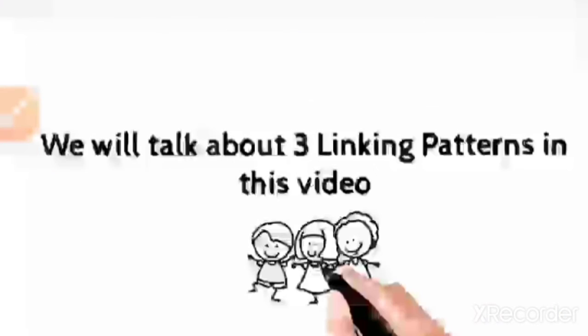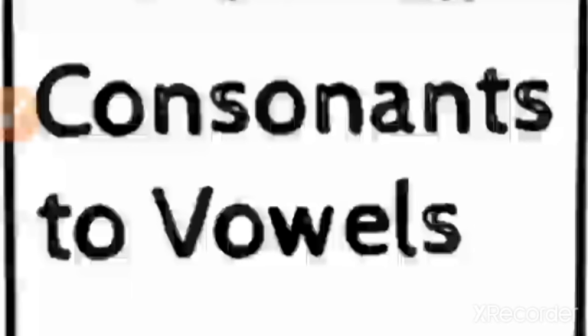We will be talking about three linking patterns. There are three different patterns that we can use in order to create linking in certain words, and that manages our flow in spoken English. First of all, we have consonant to vowel. The first pattern of linking is of a consonant sound and a vowel sound, like one word ending in a consonant sound, and the other word beginning with a vowel sound.